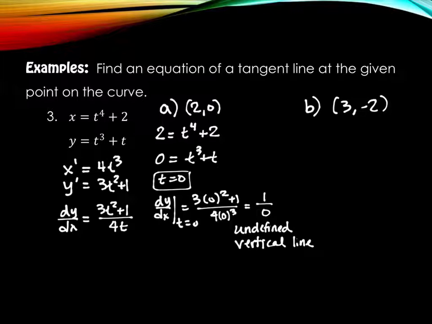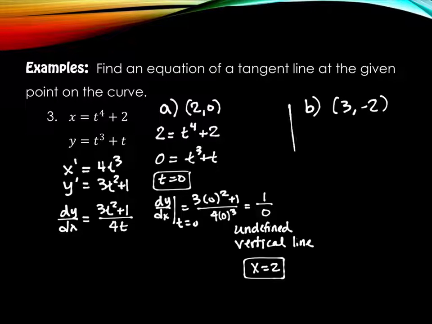So what vertical line goes through the point (2, 0)? x is equal to 2. That's our answer for part A. We're looking for a line that goes through the point and has the desired slope. Satisfy the conditions. Yep, satisfy the conditions, you bet.